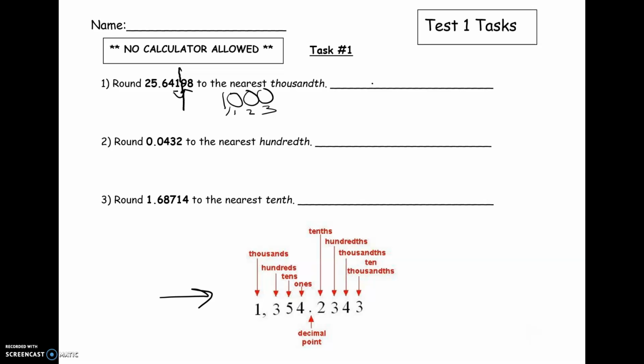Alright, in this scenario, 9 is greater than 5, so we're going to end up actually rounding our answer, and our final answer becomes 25.642. In question 2, we're going to be rounding 0.0432 to the nearest hundredth.